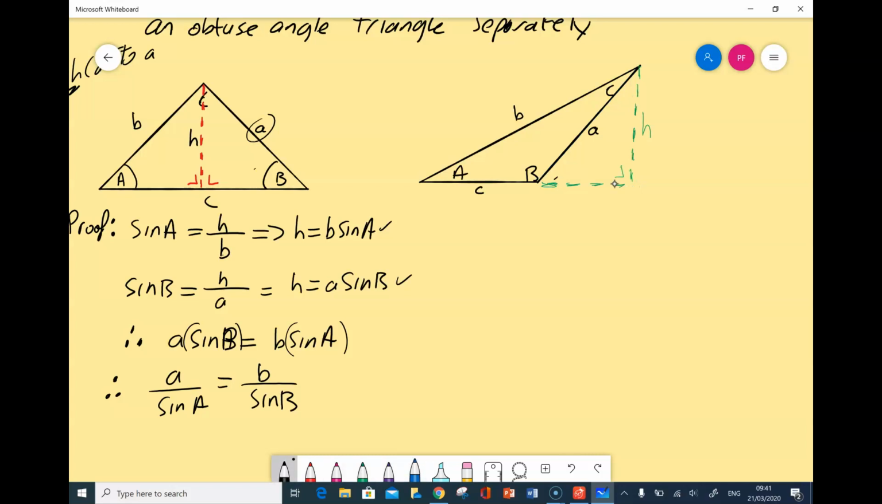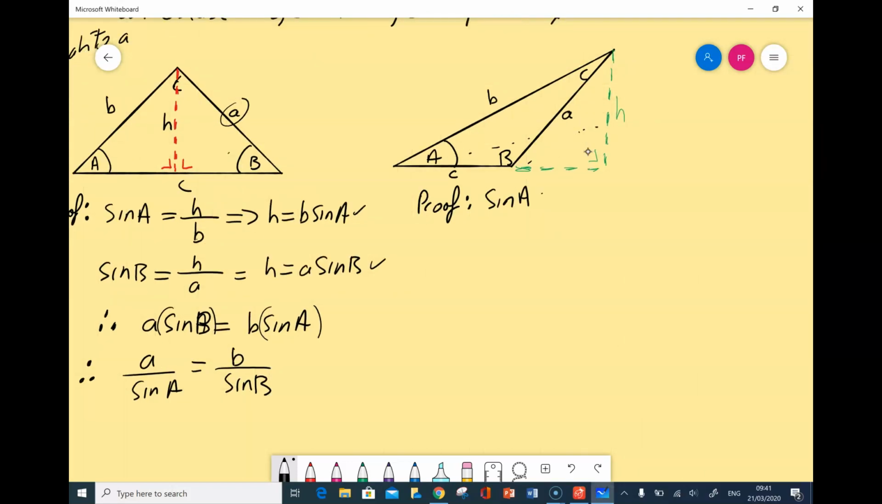So let's start off the same way we did the last time. Proof. So we're looking at our big giant triangle now. We're looking at angle A. So sine of A. Now what's opposite sine of A? It's H. And what's the hypotenuse of the giant triangle? B. Okay, therefore H is equal to B sine A.